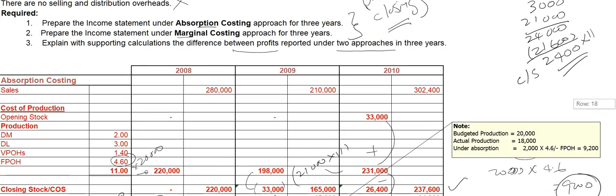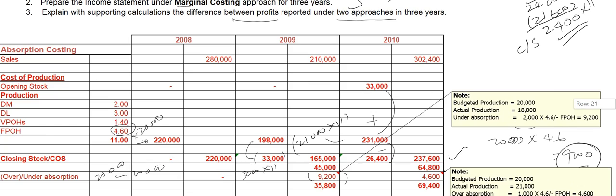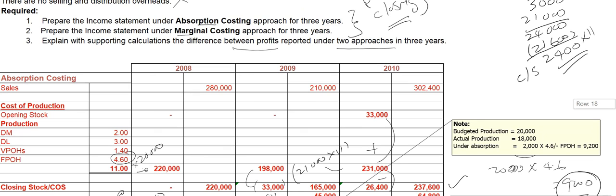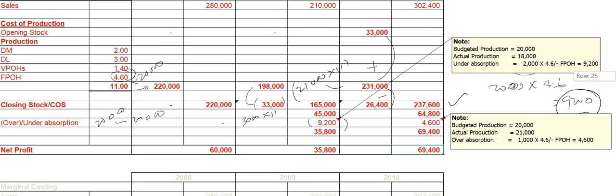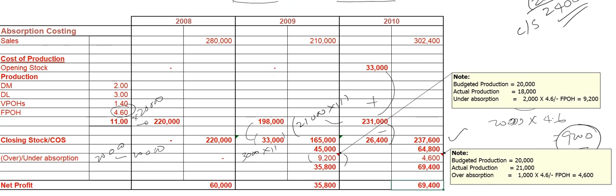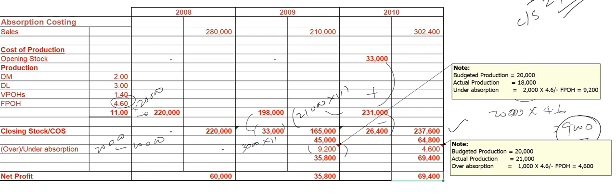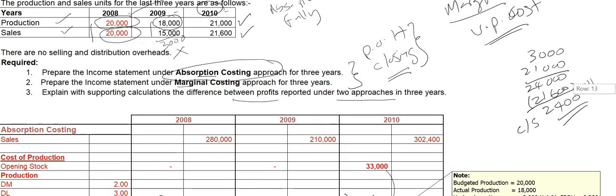Okay, so now we have completed the first part, which is to prepare the income statement under absorption costing method approach. That part is completed. For 3 years we calculated the net profit. Now let's move on to the second part, which is marginal costing approach.